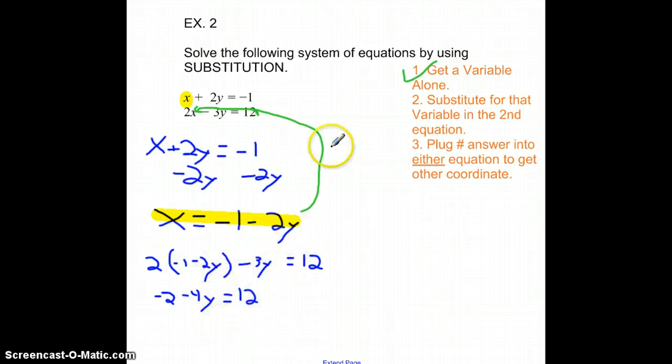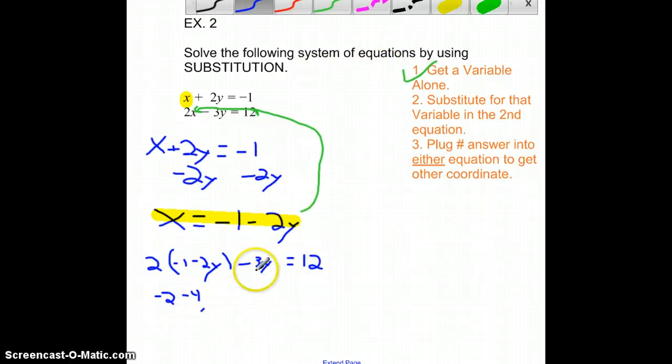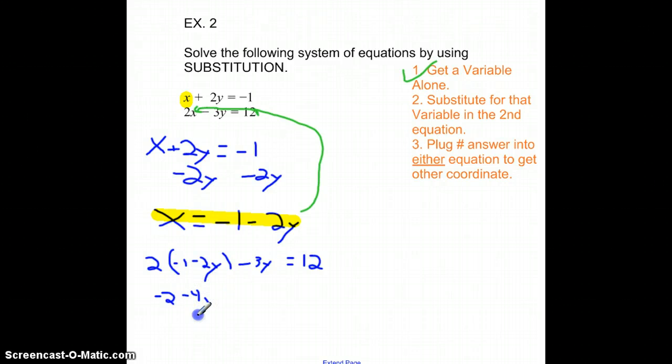Alright, now, oh, sorry, I forgot something there. Sorry, guys. 4y. Oh, minus 3y equals 12. Let's fix that one up a little bit there. Alright. So there we go.